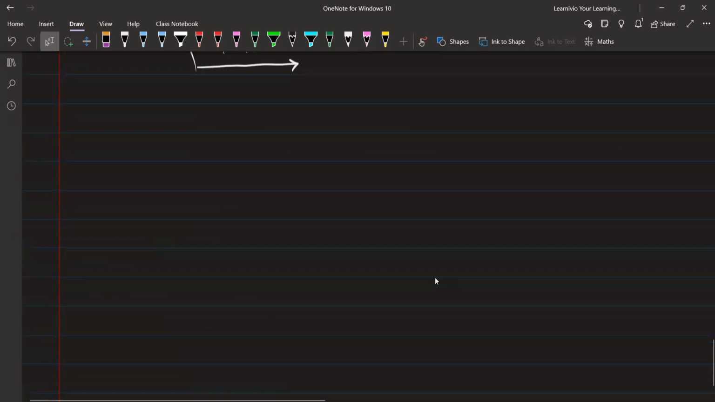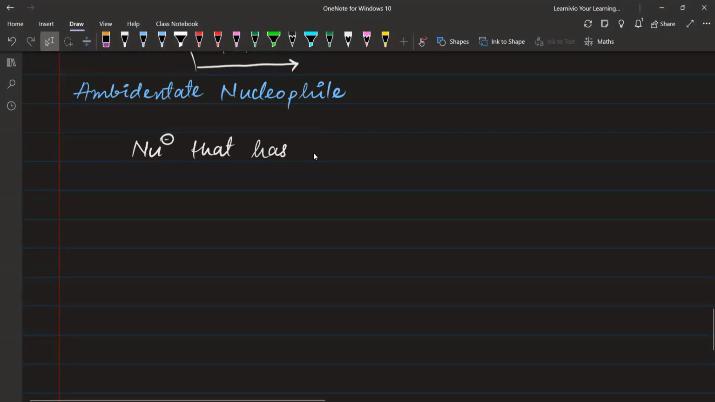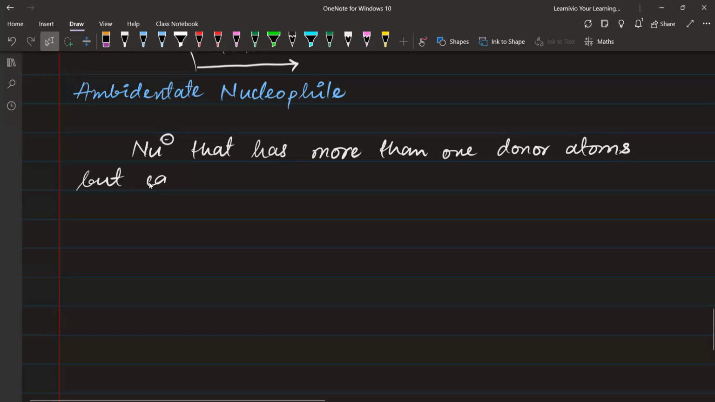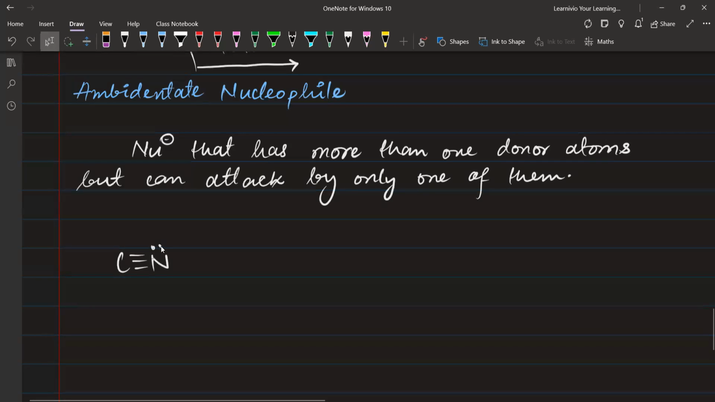Lastly, write one thing about this: ambidentate nucleophiles. Write the topic. Ambidentate nucleophile, okay. Write here: a nucleophile that has more than one donor atom but can attack by only one of them. For example, we have carbon triple bond carbon, and both of these are nitrogen and carbon.